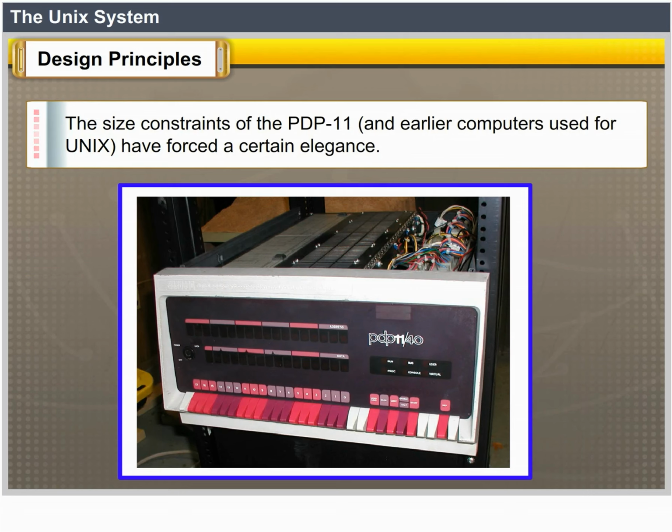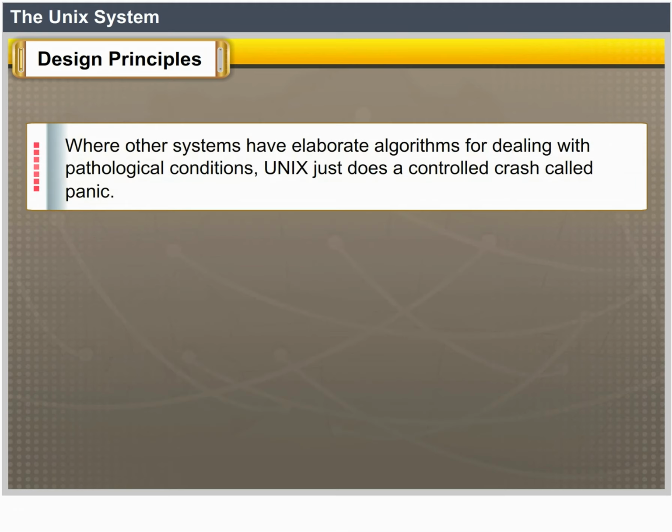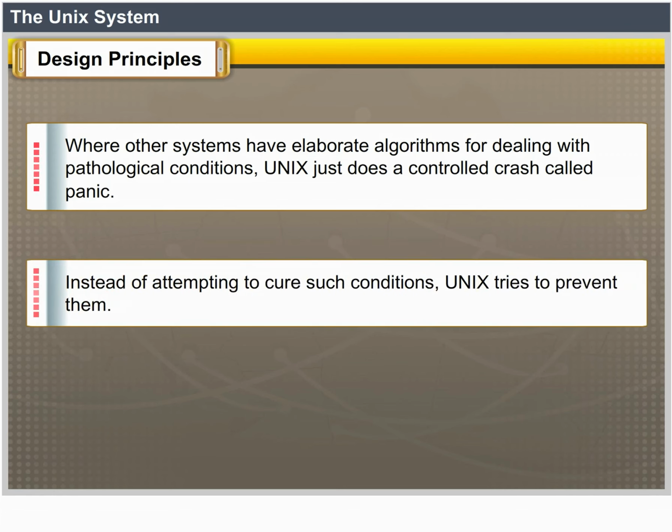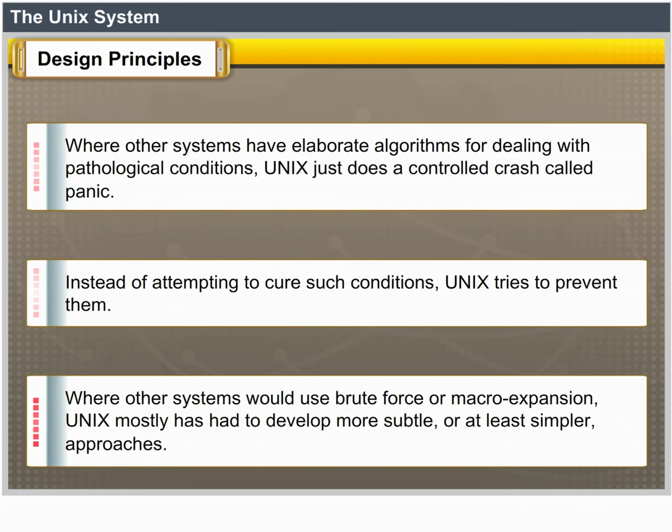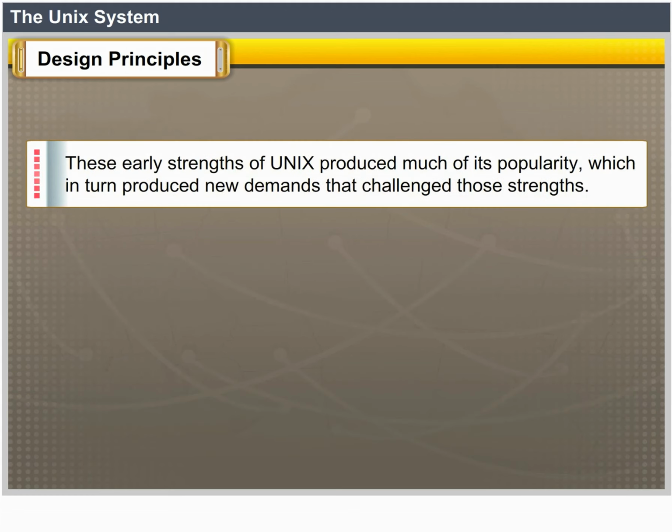The size constraints of the PDP-11 and earlier computers used for Unix have forced a certain elegance. Where other systems have elaborate algorithms for dealing with pathological conditions, Unix just does a controlled crash called panic. Instead of attempting to cure such conditions, Unix tries to prevent them. Where other systems would use brute force or macro expansion, Unix mostly has had to develop more subtle or at least simpler approaches. These early strengths of Unix produced much of its popularity, which in turn produced new demands that challenged those strengths.